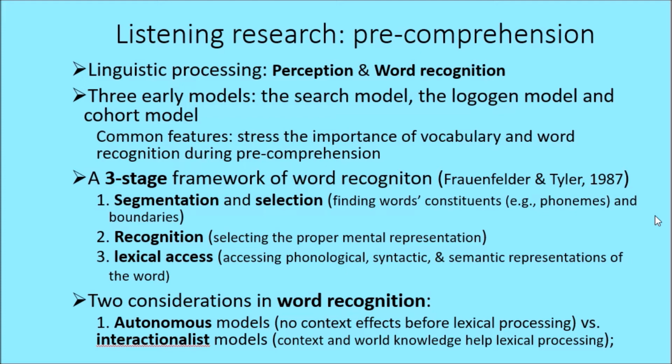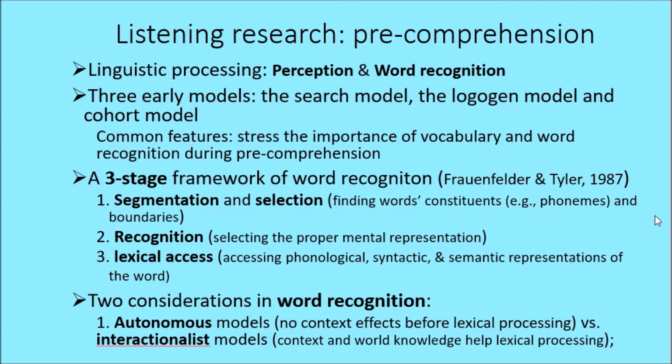Then comes the process of word recognition. There have been quite a few attempts to describe word recognition. Three early models include the search model, the logogen model, and the cohort model. I'm not going through the details of these three models, but it would be nice to know that there are common features between them: they stress the importance of vocabulary and word recognition during pre-comprehension. For further information, I would recommend that you look at Frauenfelder and Tyler's 1987 paper. It's really a wonderful paper.